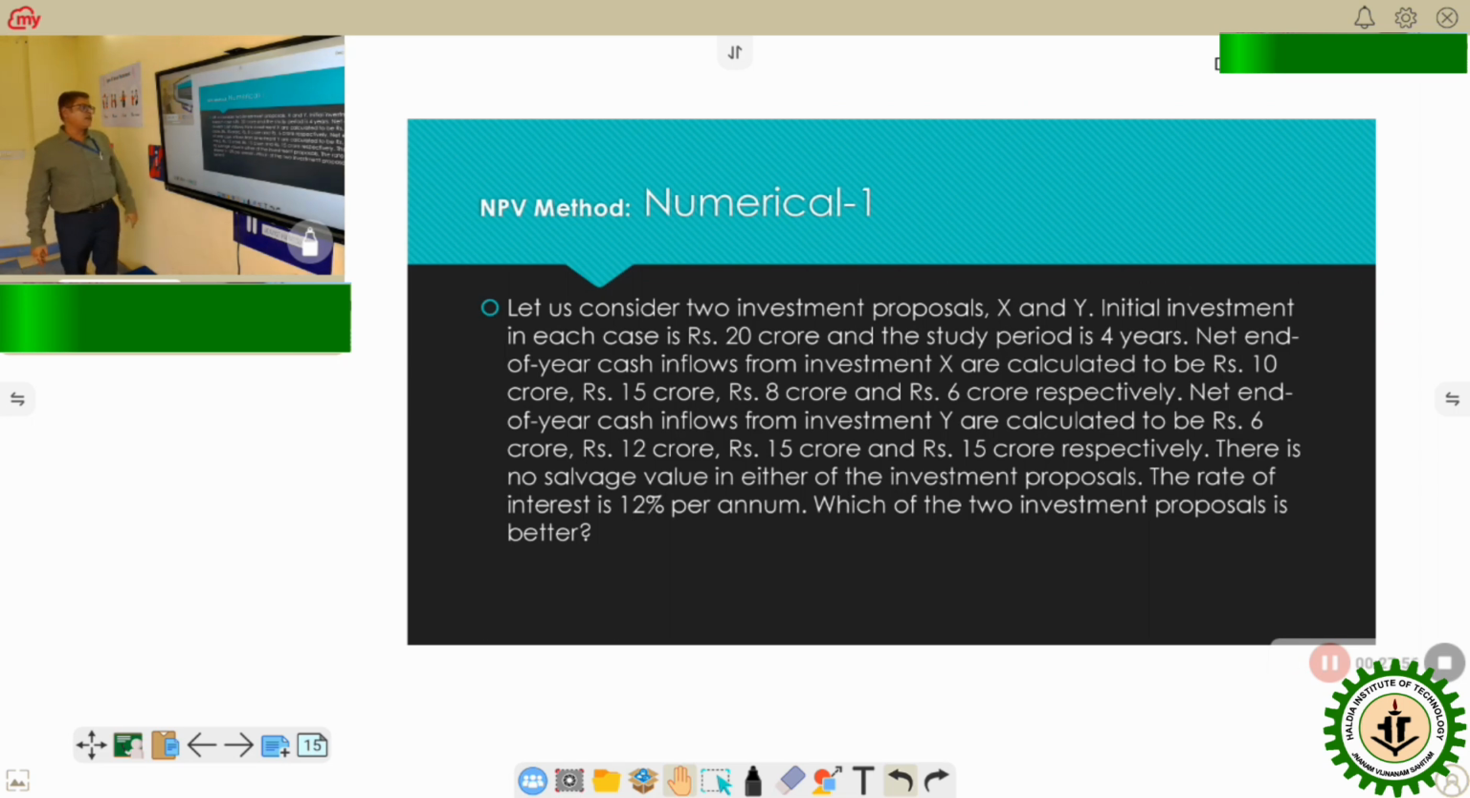Now let us consider this numerical problem. So here are two investment proposals. Now one thing I should mention whenever we are making comparative analysis for two investment proposals using the NPV procedure.